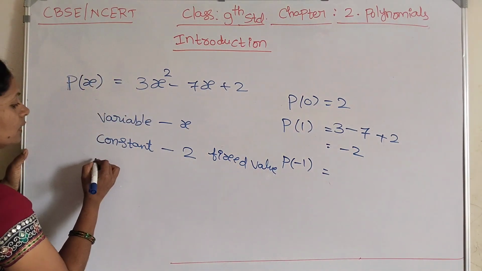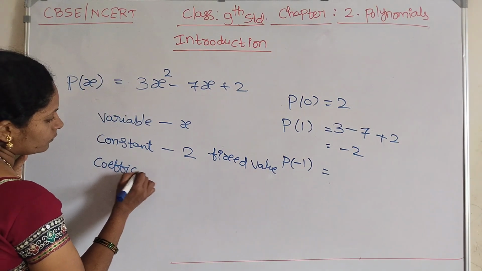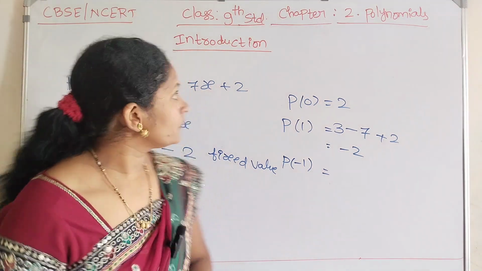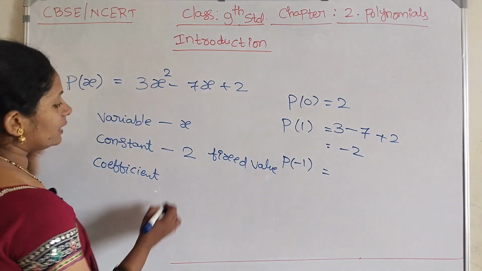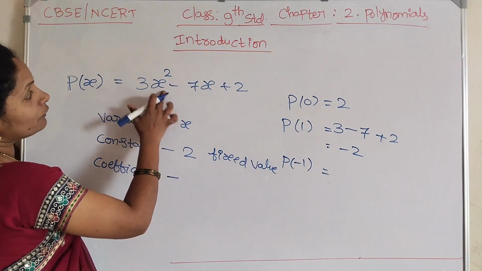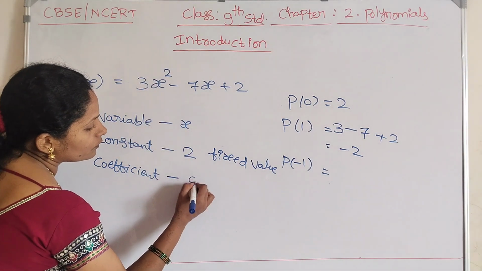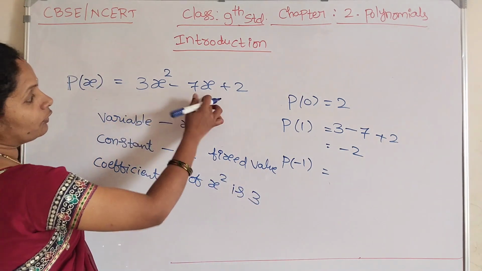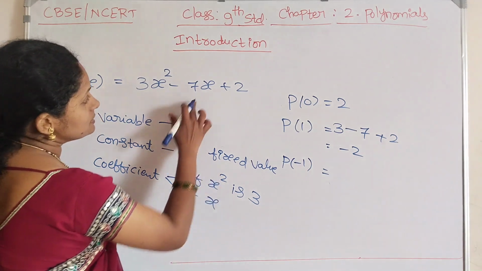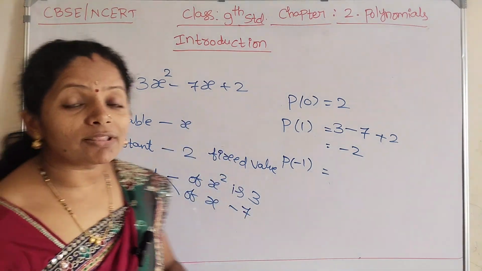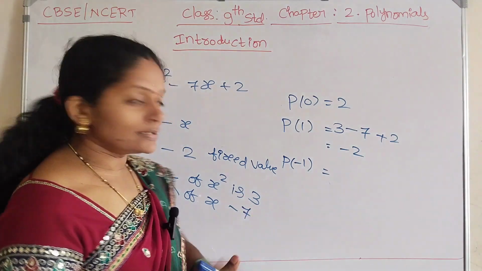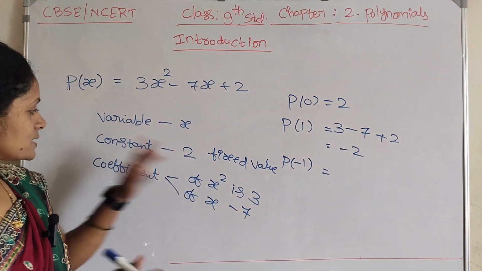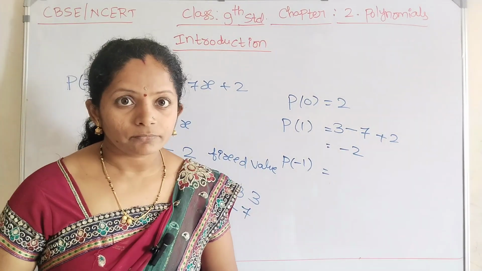Next comes the coefficient. Coefficient means it is the multiple of a variable. Here we can say that the coefficient of x square is 3, and the coefficient of x is minus 7. You have to take it with the sign. Don't forget to take the sign here. I hope you understood what is the variable, what is the constant and what is the coefficient.